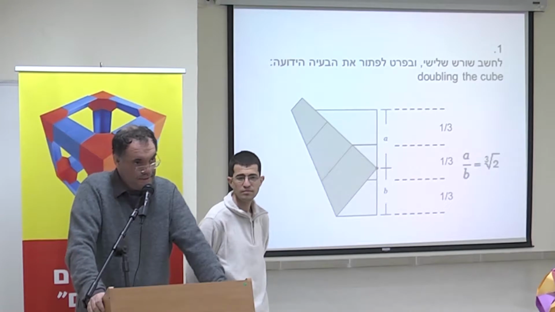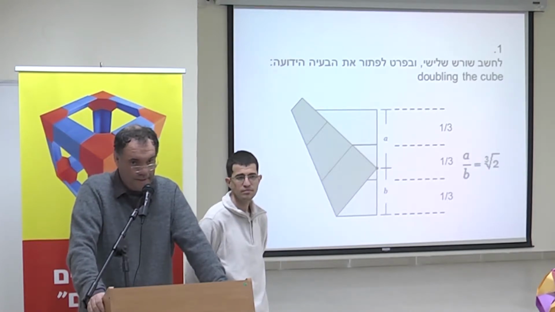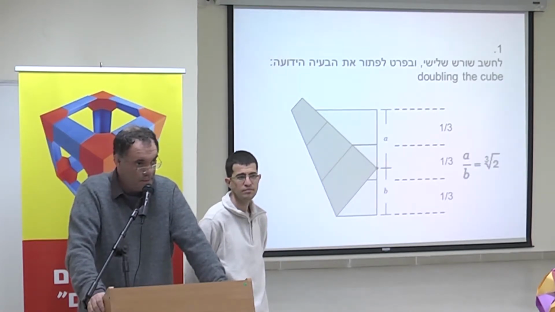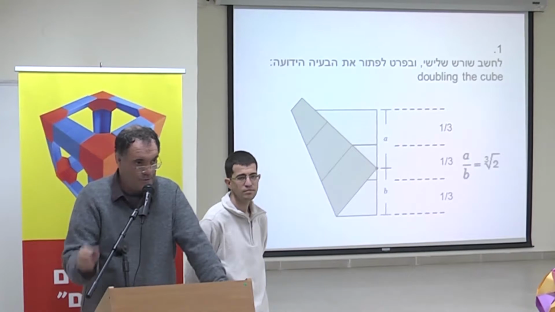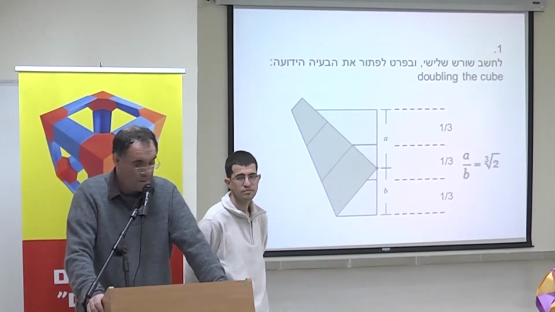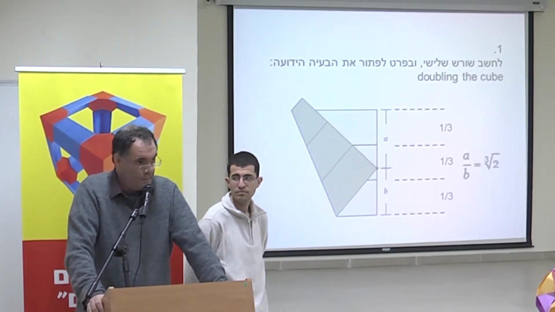This is one of the 3 unsolvable classic problems from Euclid. How do you double the volume of a cube? With origami, with folding, it's very simple.